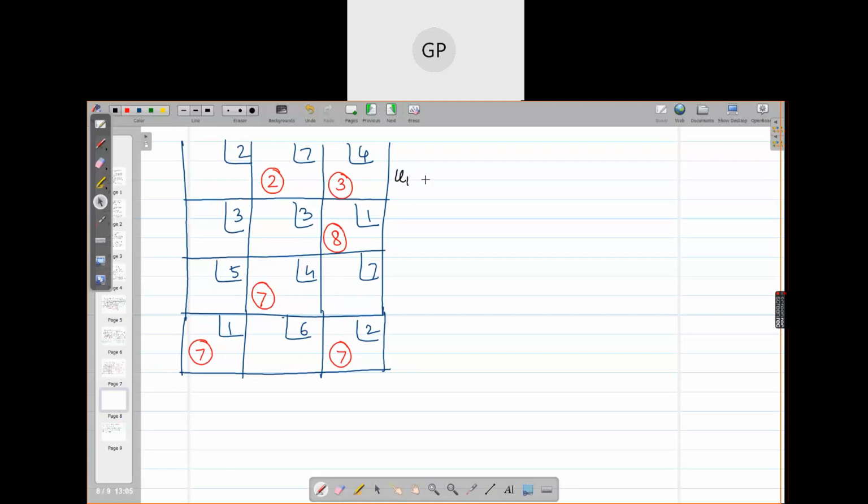Okay. So this is U1, U2, U3, U4, V1, V2, V3. So for occupied cells, which row or column has maximum number of allocations? First row has 2, second, fourth row. V3. First column. Yes, so I can make that equal to 0.